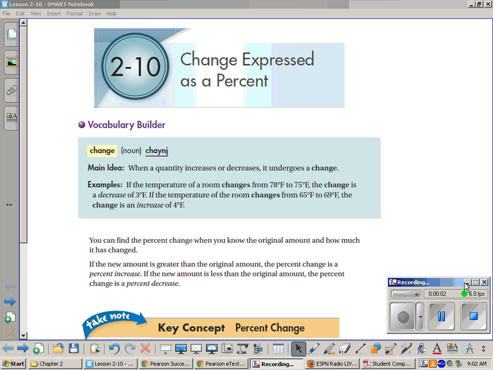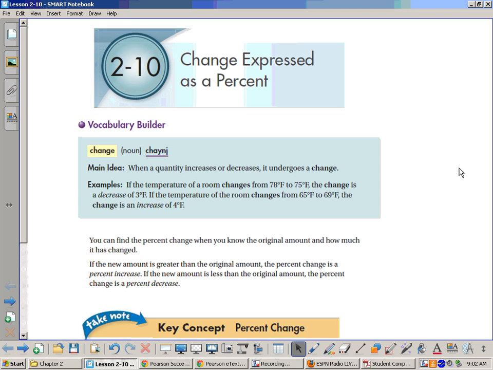Good afternoon, class. We're going to do the last section in chapter 10. We're still dealing with percents, but in this case, we're going to be dealing with change expressed as a percent. So the first thing we're going to do is define what it means to be a change.